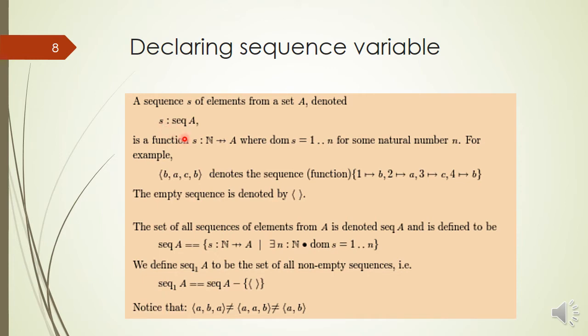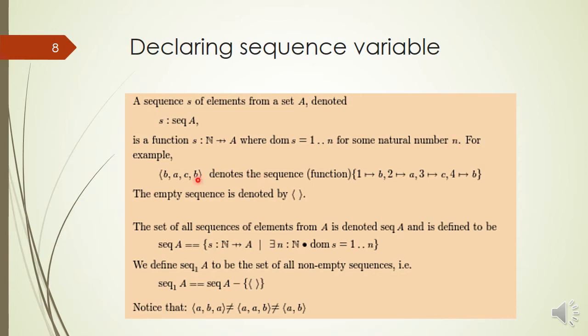And a sequence is a partial function. Therefore, we can also write the sequence variable S declared on the set of all possible partial functions. And if a sequence S has length n, then the domain of sequence S would be the natural numbers from 1 to n, where n represents the size or length of a sequence.